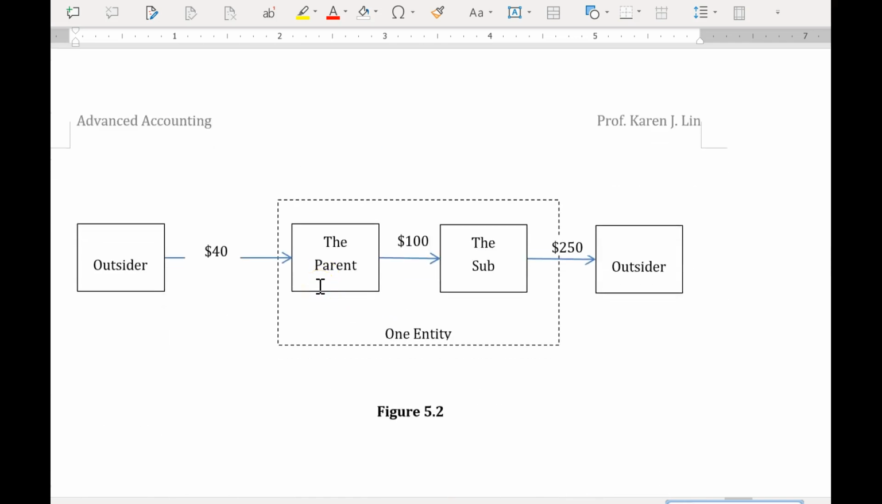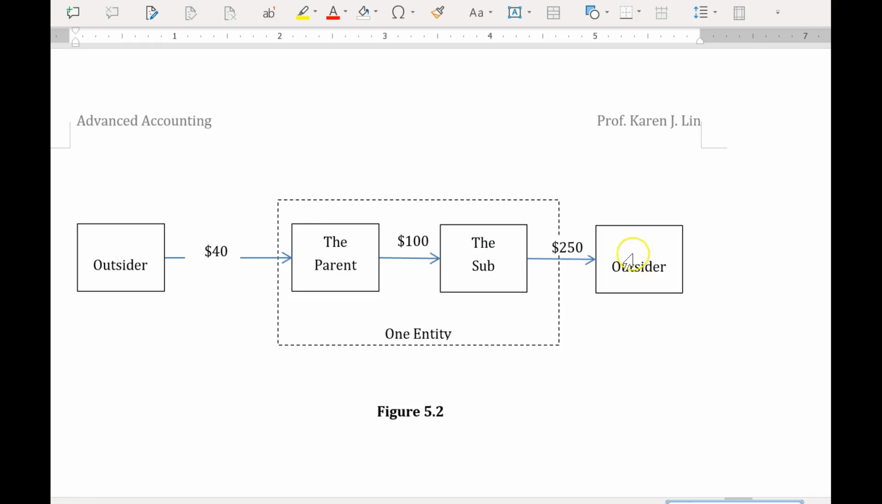Another scenario is the parent got the inventory for $40 and sold it to the subsidiary for $100. The subsidiary sells all this inventory to outsiders for $250. In this case, we will see that the $60 recognized by the parent is actually realized, because the subsidiary sold everything to outsiders.